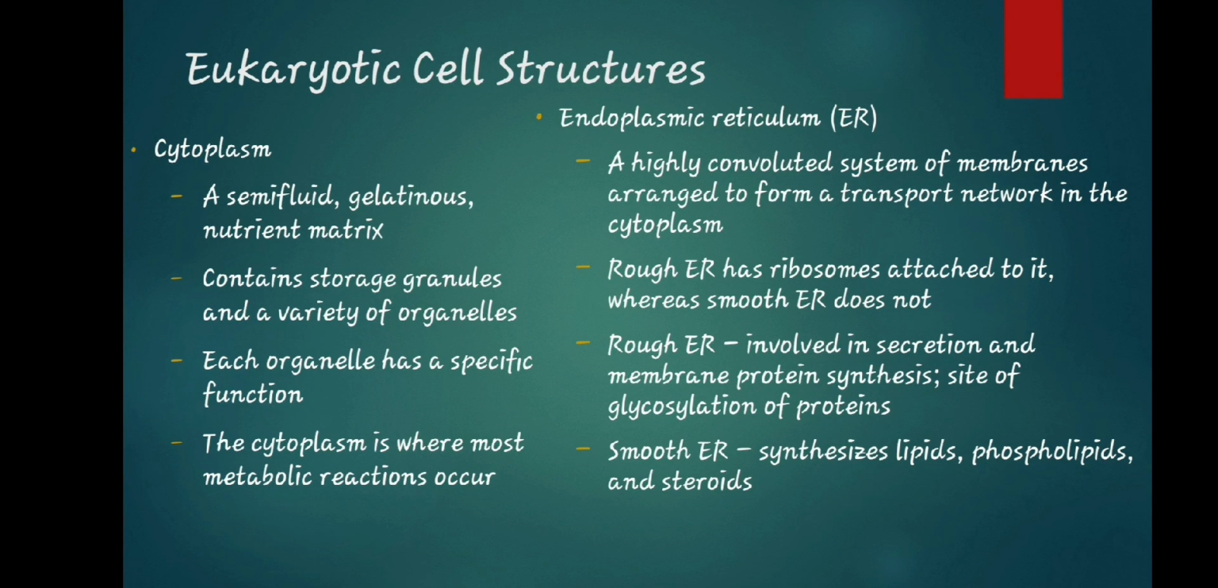Next to the cytoplasm is the endoplasmic reticulum. It is a highly convoluted system of membranes arranged to form a transport network in the cytoplasm. Endoplasmic reticulum has two kinds, which are rough ER and smooth ER. Rough ER has ribosomes attached to it, whereas smooth ER does not. The appearance of rough ER is due to ribosomes attached to the outer surface of the membrane. Rough ER is involved in secretion and membrane protein synthesis, and is the site of glycosylation of proteins, while smooth ER is involved in synthesizing lipids, phospholipids, and steroids.